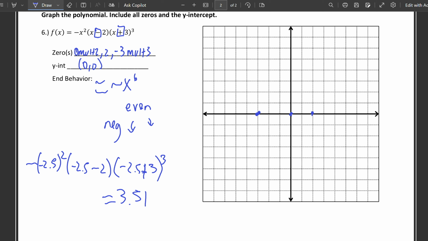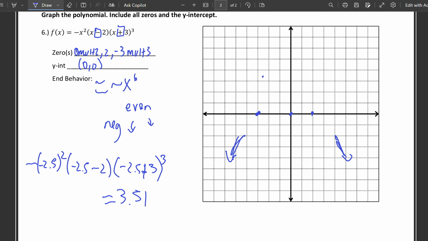So negative 2.5 is around right here, and we want to keep in mind it's around there. Then you have to go to 3.5, so 1, 2, 3, and then 0.5, which is around here. All right, now that we have 4 points, we can continue graphing this. We know it has to come up from here, and come up from here. This is the starting point and the ending point.